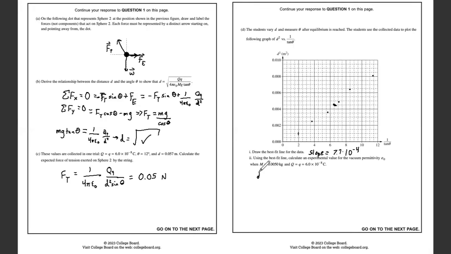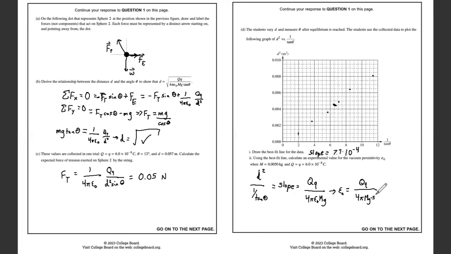That's not too bad because if we take our equation from part B, what we actually find is that d squared over 1 over tan theta, which happens to be what we're plotting here, is going to be our slope. And in terms of our equation, that's going to equal the product of charges divided by 4 pi epsilon naught mg. So we can solve that now for epsilon naught because we also know the mass. So that means that epsilon naught should equal the product of charges divided by 4 pi mg times the slope.